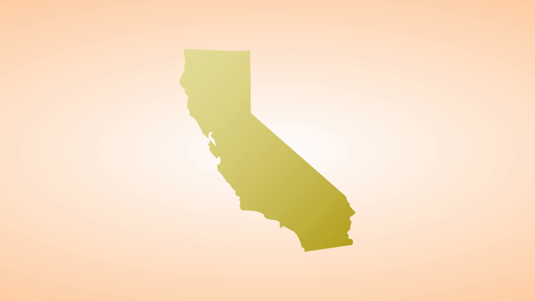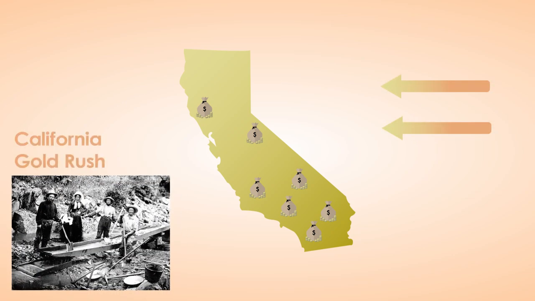Flash forward to 1848, when gold was first found in California. This discovery would eventually lead to the mass migration west known as the Gold Rush. 13 years later, in 1861, the United States printed the first paper currency.